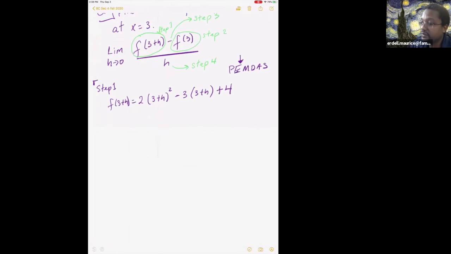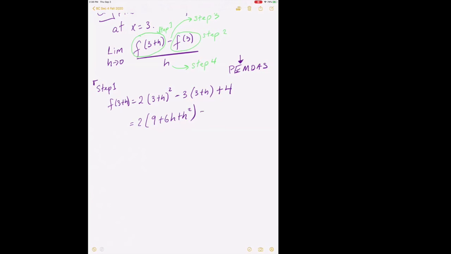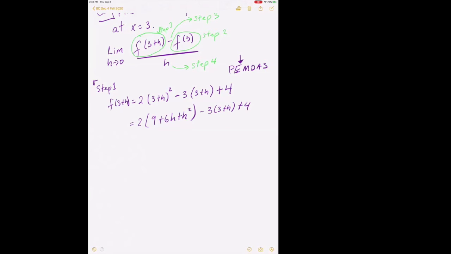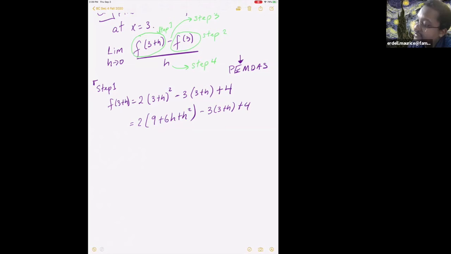So back to where we were. This is going to be 2 times 9 plus 6h plus h squared, minus... Are you supposed to do the one with the exponent first and then the variable and then the number? Does it matter at all? It does not matter. But it's just easier to explain if I do them one at a time. And then I have to distribute the 2.